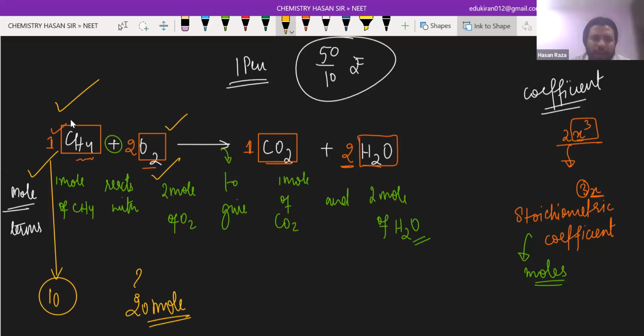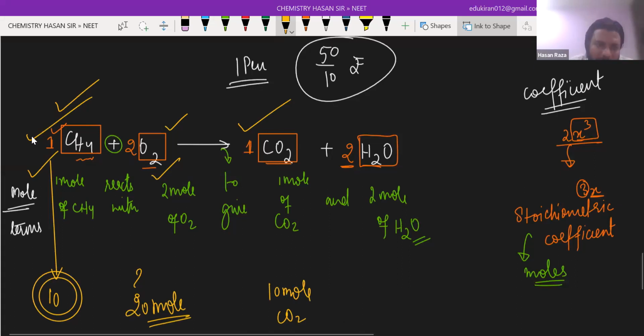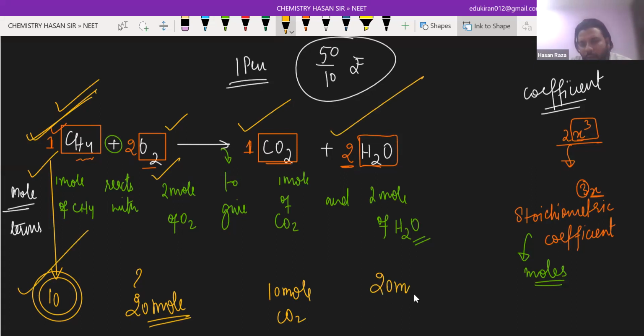Very good. Now, for 1 mole, you are getting 1 mole of CO2. So if 10 mole, then you will be getting 10 mole of CO2, right? And again, same, 1 mole gives you 2 mole. So 10 mole will give you 20 mole of H2O. Very simple.